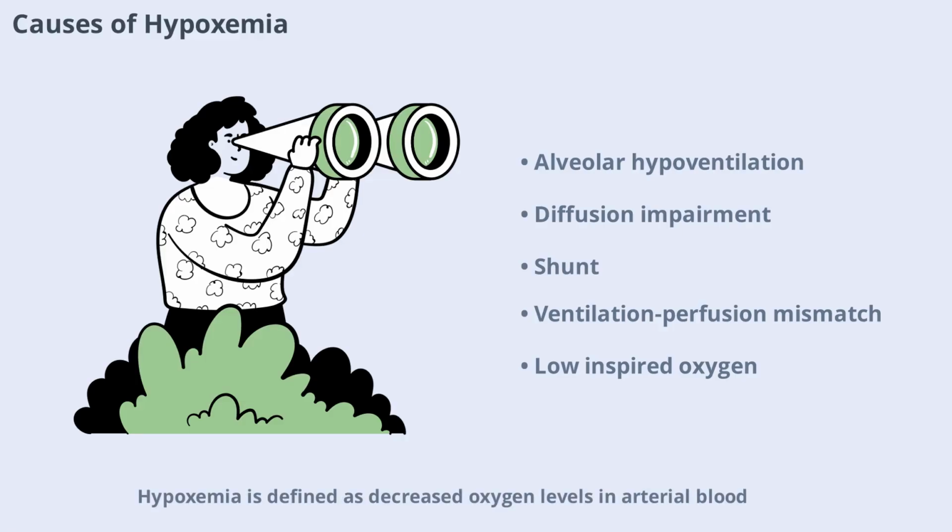Hypoxemia is defined as decreased oxygen levels in arterial blood. The main causes include alveolar hypoventilation, diffusion impairment, shunt, and ventilation-perfusion mismatch. A fifth cause, decreased inspired oxygen concentration, is relevant at high altitudes or during flights. Recognizing these mechanisms is essential for diagnosing and managing hypoxemia.